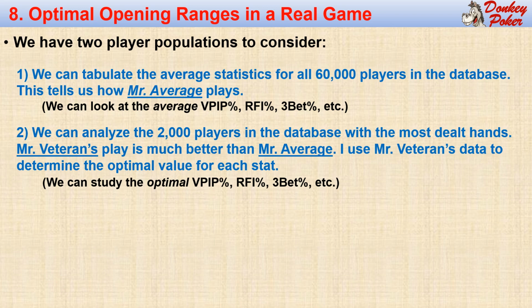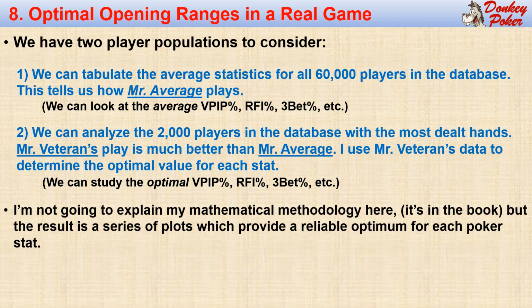We can also analyze the 2,000 players in the database who were dealt the most hands. I call these the veteran players. Mr. Veteran plays much better than Mr. Average based on his average win rate, for example. And so he is a better candidate to study in order to find optimal playing stats. I'm not going to explain all the math here again, but the result is a series of graphs which show us how to extract optimal values for each statistic.